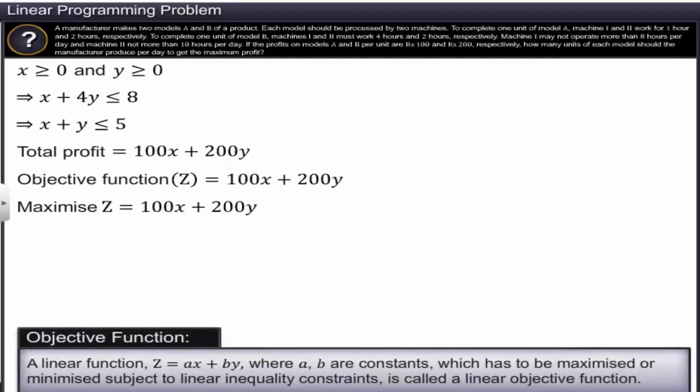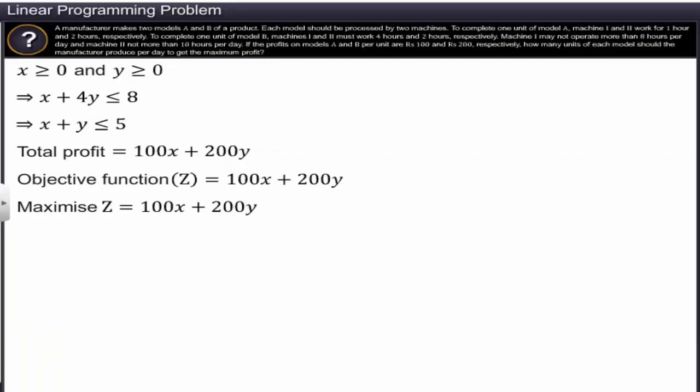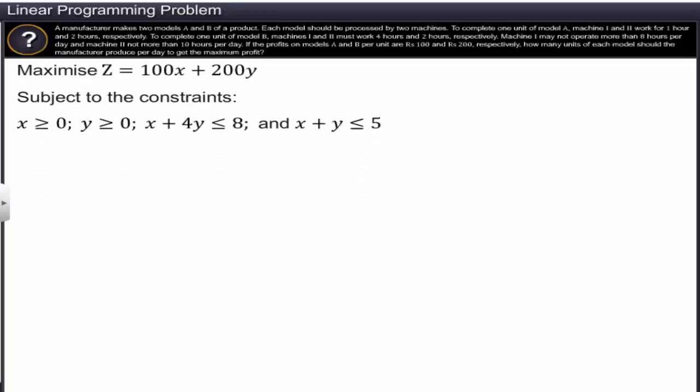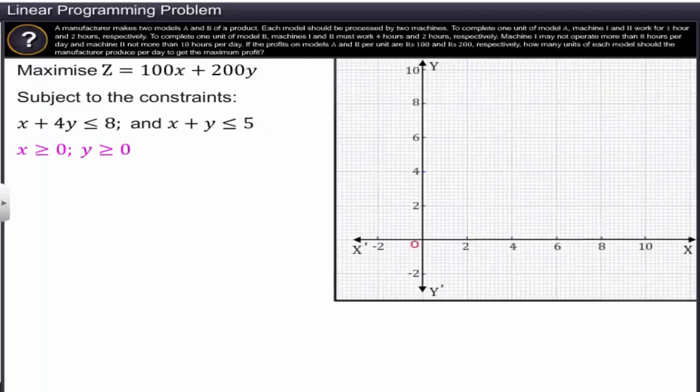Mathematically, a linear function z is equal to ax plus by, where a, b are constants and which has to be maximized or minimized, subject to constraints in the form of linear inequalities, is called a linear objective function. Let us now solve the linear programming problem using graph. Obviously, x greater than or equal to 0 and y greater than or equal to 0 have the solution in the first quadrant.